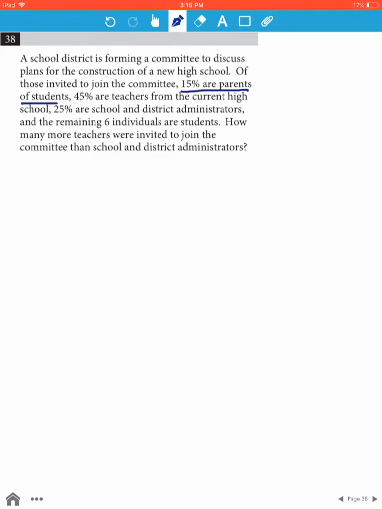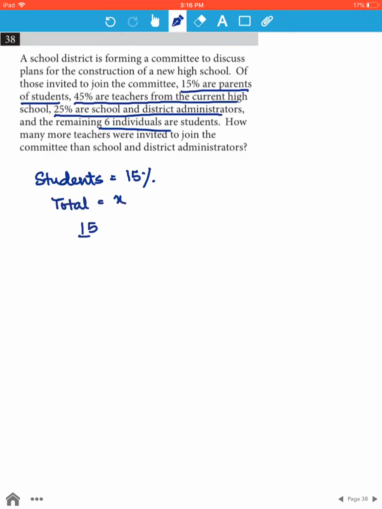15% are parents of the students, 45% are teachers, and 25% are school and district administrators, and the remaining 6 are students. Therefore, the percent of students that are remaining are 15%. And if the total number of people who were invited were X, therefore 15% of X is 6.